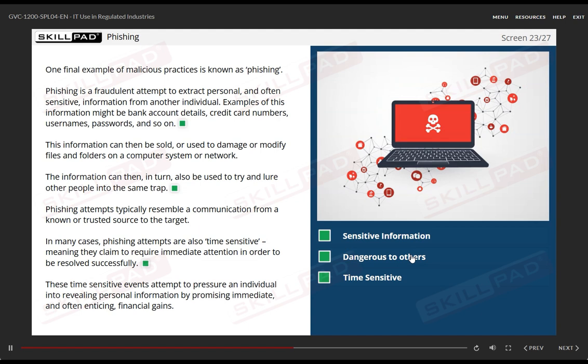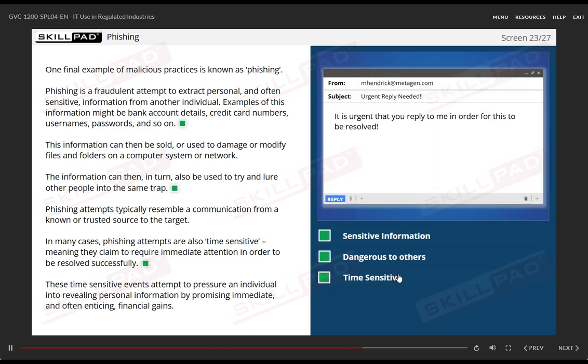Phishing attempts typically resemble a communication from a source that is known or trusted by the intended victim. In many cases, phishing attempts are also time-sensitive, meaning they claim to require immediate attention in order to be resolved successfully. These time-sensitive events attempt to pressure an individual into revealing personal information by promising immediate and often enticing financial gains.